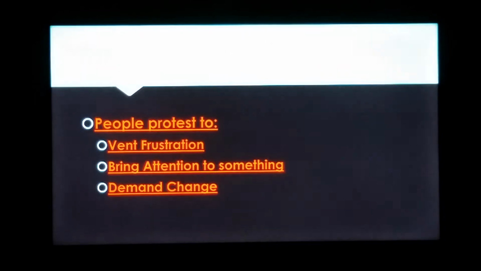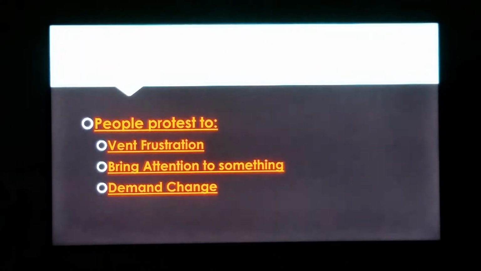So why do people protest? In general, these will be the three main reasons. Number one, to vent frustration. Martin Luther King once said that riots are the language of the unheard. So when people get angry enough and they don't feel like their voice is being heard, or their complaints are actually being listened to, then people will protest or do worse.